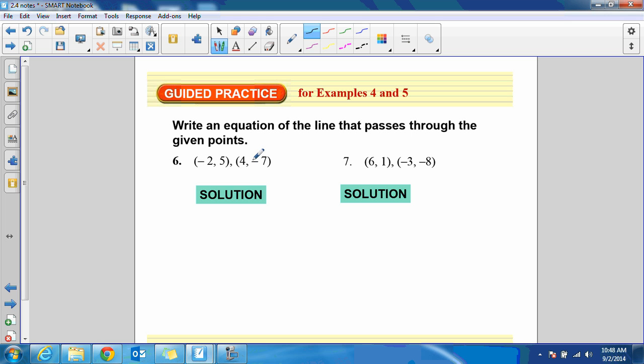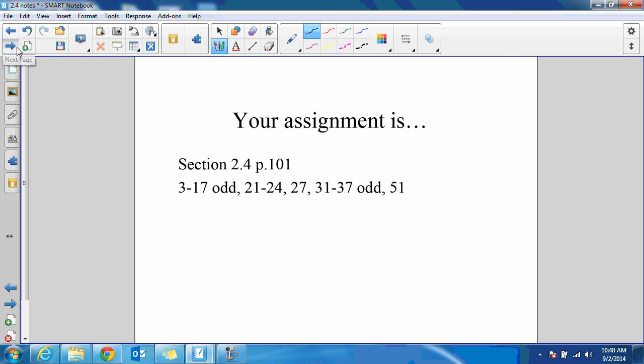Okay, so do these 2 on your own. Find the slope first, then put them in either point slope form or slope intercept form to rewrite the equation. Your assignment is 2.4, page 101, 3 through 17 odd, 21 through 24, 27, 31 through 37 odd, and 51. If I went too fast on this, bring those notes to class so we can go over them, or have me pause it in class so we can go over the problems.